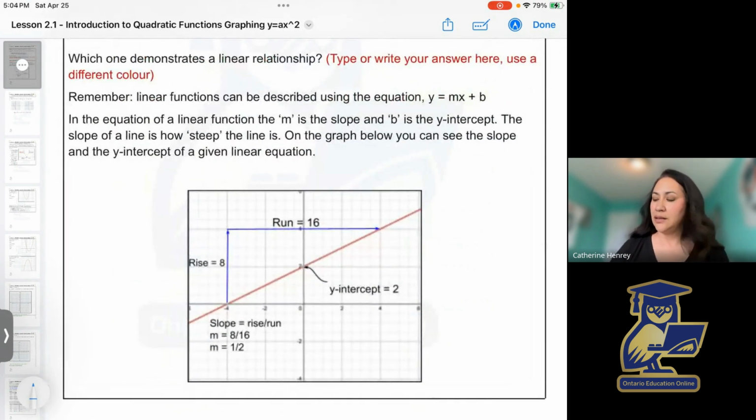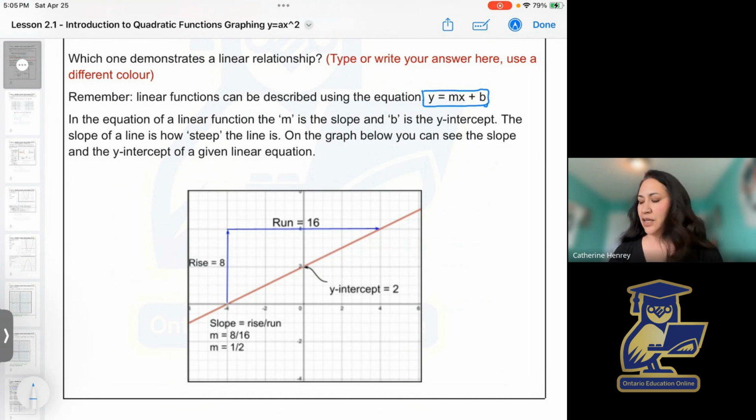So remember in the last section, we talked about lines, linear systems. So remember that a linear function can be described using the equation y equals mx plus b. So in the equation of a linear function, the m is the slope, the b is the y-intercept. The slope of a line is how steep the line is, and on the graph you can see the slope and the y-intercept of a given linear equation.